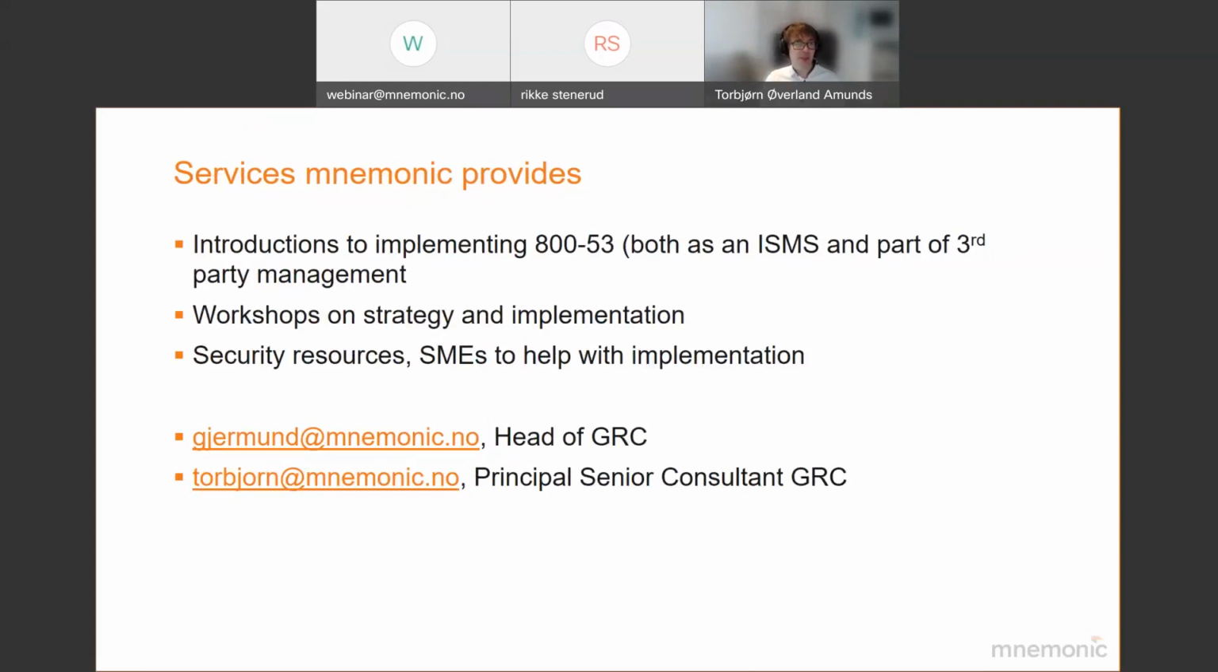The services that we can help you with here and provide: we can give you an introduction to implementing 853, both as part of an ISMS, or if you wanted to use it as part of third-party management. We can do workshops on strategy and implementation of such frameworks. And of course, we have security resources to help with implementation.